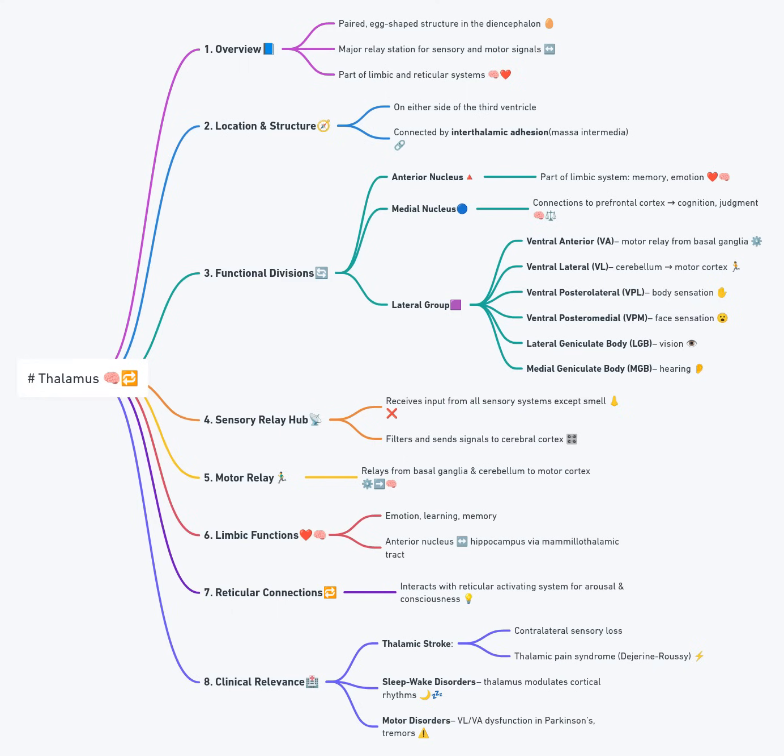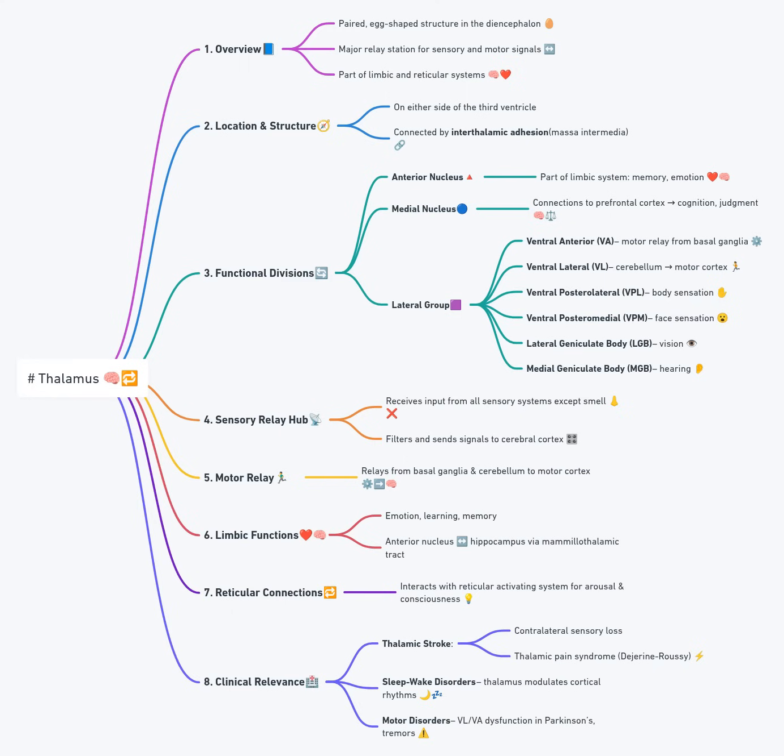The lateral group splits into dorsal and ventral tiers. The dorsal tier nuclei, lateral dorsal, lateral posterior, and pulvinar, relay multimodal association inputs to parietal, temporal, and occipital association cortices, shaping spatial attention, sensory integration, and language functions. The pulvinar, the largest thalamic nucleus, modulates visual and auditory attention and connects with posterior parietal and temporal lobes.